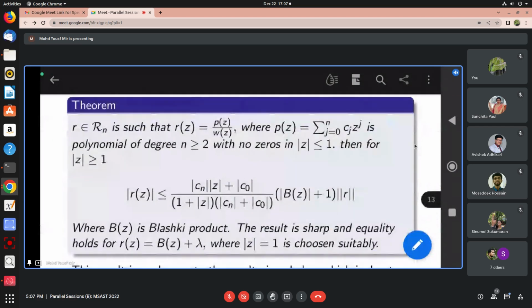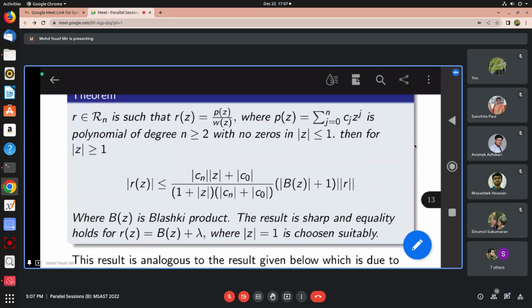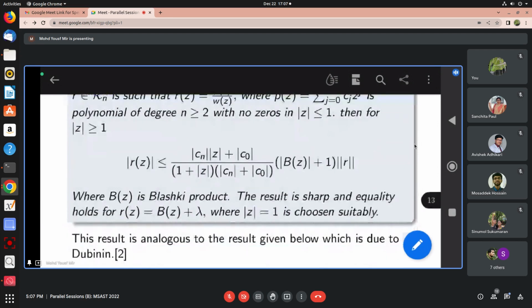The next result we are going to present here. If R is a rational function of the form Pz by Wz, where Pz has been already defined as summation Cj, is a polynomial of degree n greater or equal to 2, with no zeros in and inside and on a unit disk, then for mod z greater or equal to 1, we have this inequality.